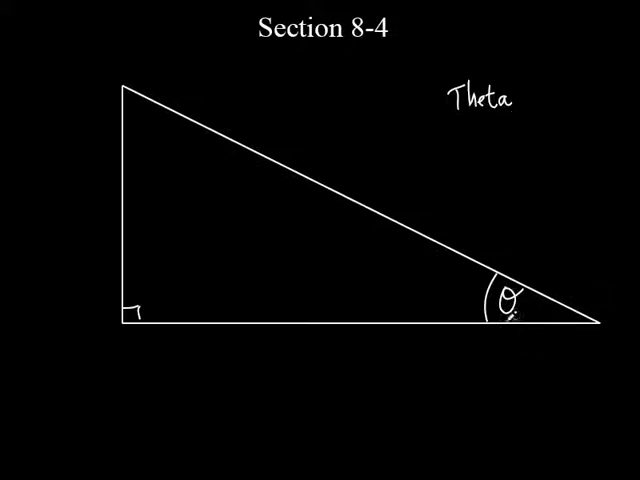We use that all the time just to describe an unknown angle. I could have called an angle A, B, C, D, or F, whatever. But you'll see this a whole bunch, the further in math that you get. For an unknown angle, they'll use the Greek letter theta. Okay?